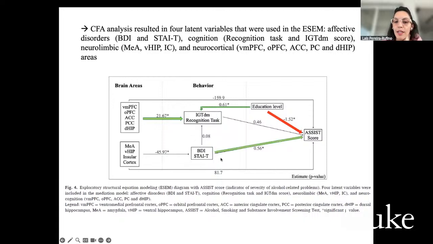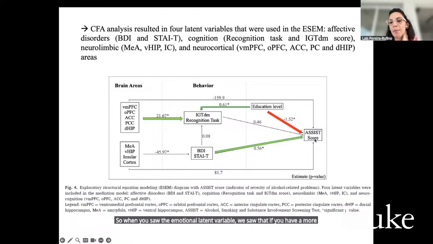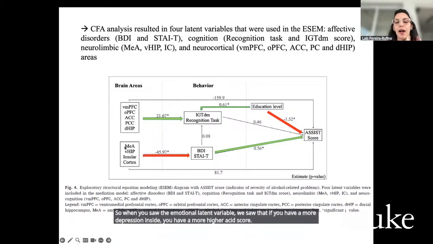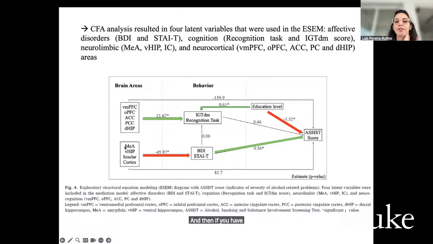So when you saw the emotional latent variable, we saw that if you have more depression, you have a higher ASSIST score. And if you have a lower volume of limbic regions, you have higher depression and anxiety. But the limbic areas didn't directly influence the ASSIST score.